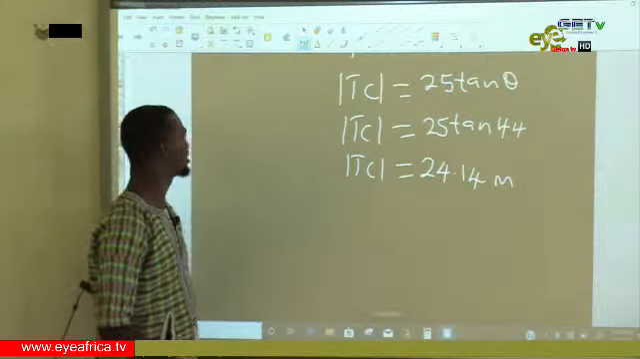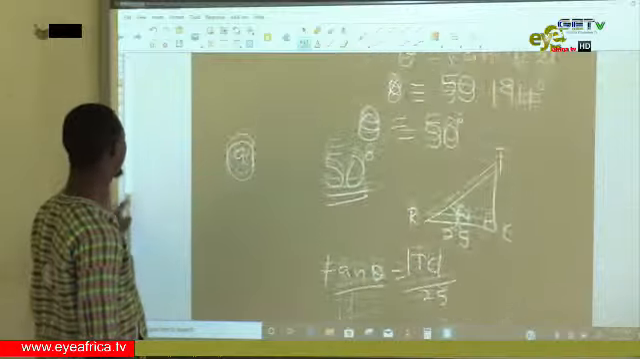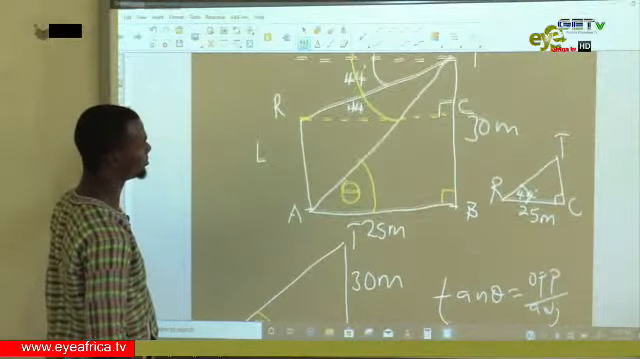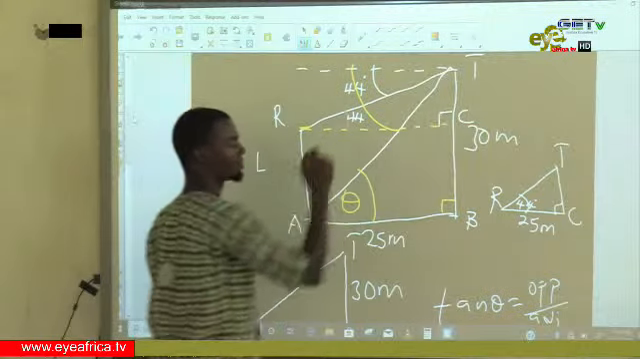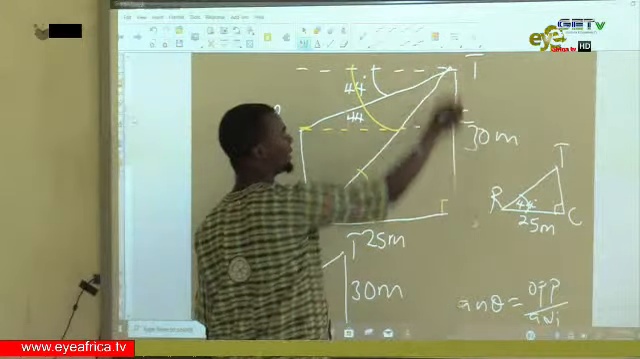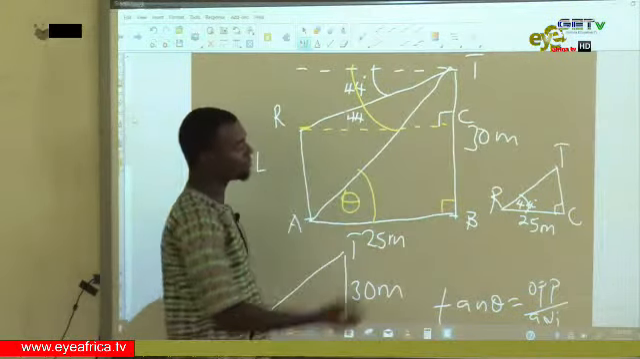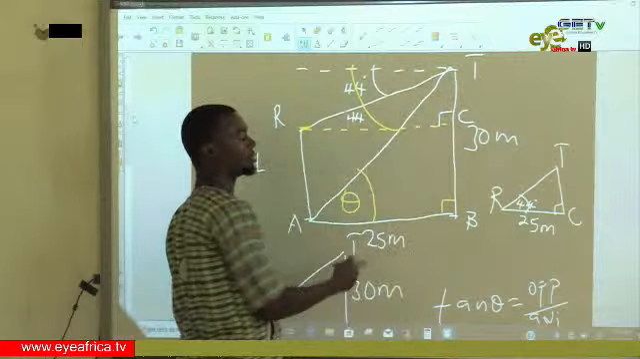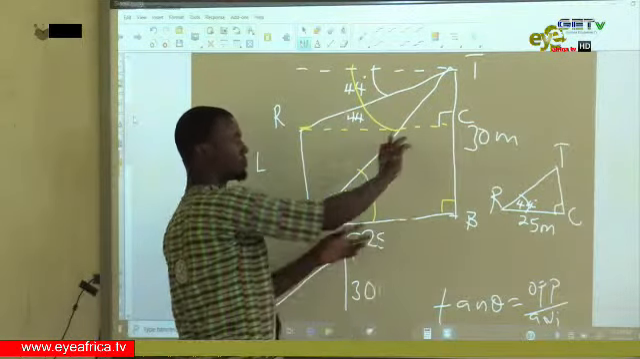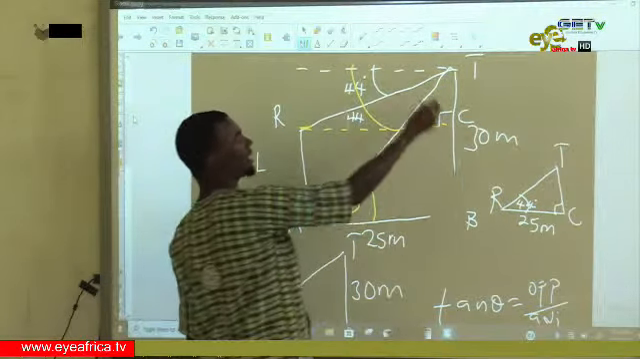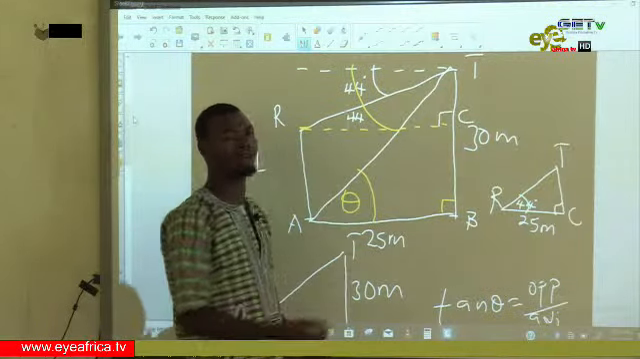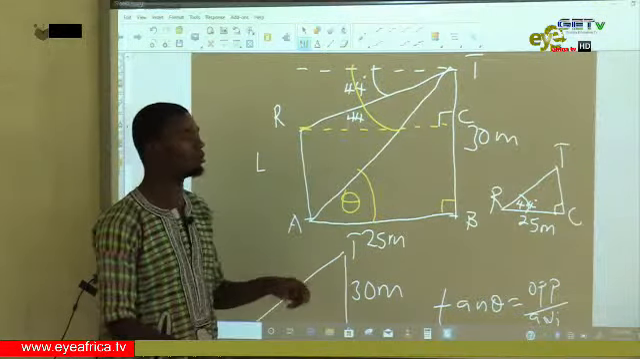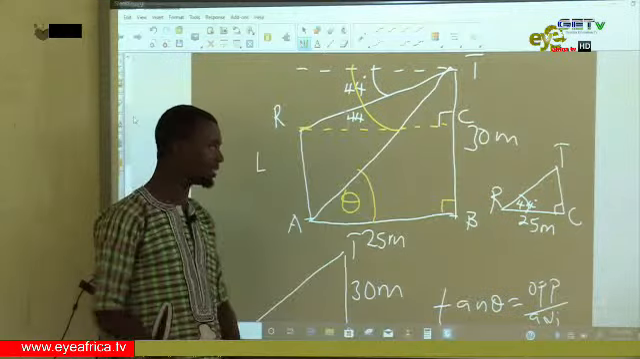The side TC is 24.14 meters. What are we asked to find? We are asked to find the height of the flagpole. What do we have? We have TC. So the whole length of TB is the height from the base of the building to the window. The flagpole is a part of it. So the top part of that length is 24.14. To get the height of the flagpole, we subtract that from 30 meters.